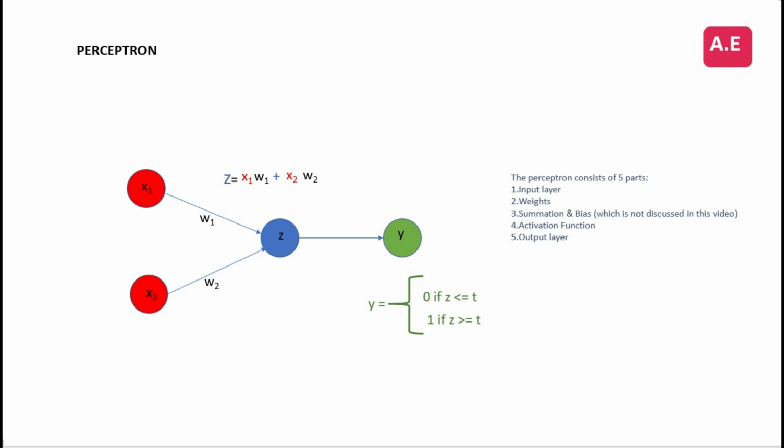The perceptron consists of 5 parts. 1. Input layer. 2. Weights. 3. Summation and bias. Bias is not discussed in this video. 4. Activation function. 5. Output layer.